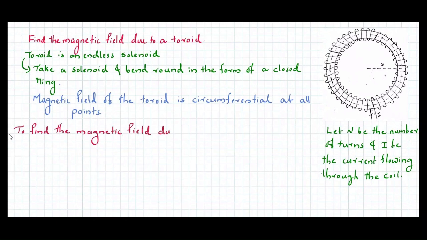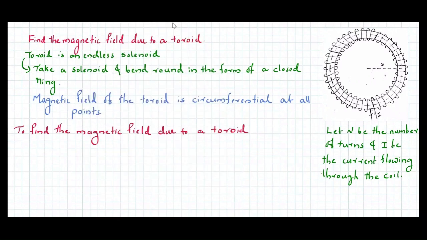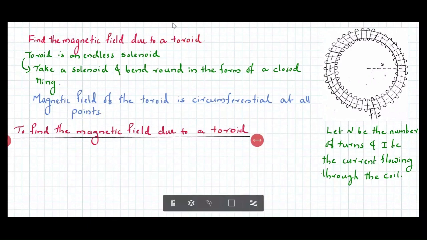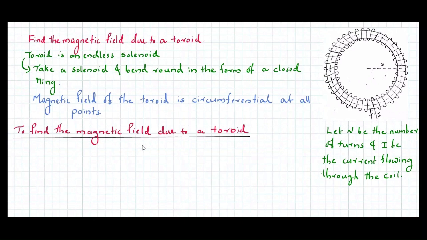Now, how to find the magnetic field due to a toroid? We need an Amperian loop. Here, the shape of the Amperian loop is circular. Take a circular Amperian loop of radius S as shown in the figure.